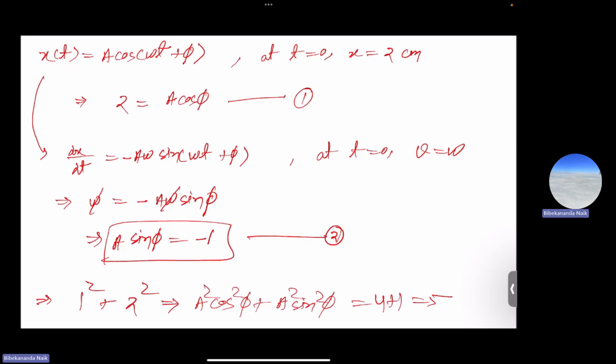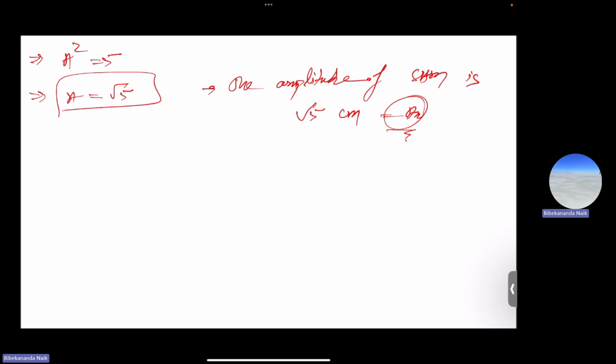So from these two conditions we got two equations. When we take the square of the two equations and add them, we found out that a square is equal to 5. So a is root 5. I hope this is clear to everyone. Now we move to question number 5.